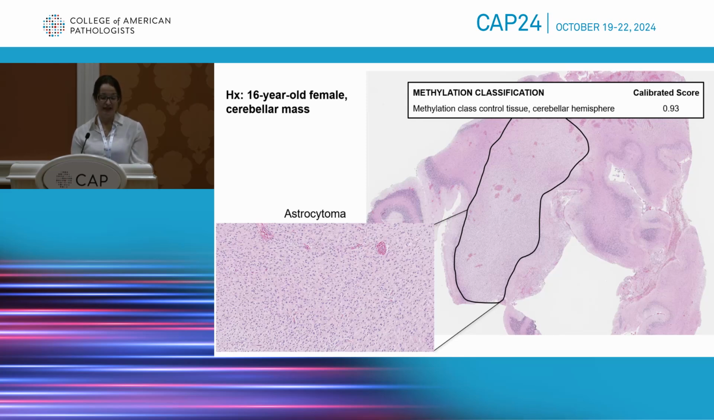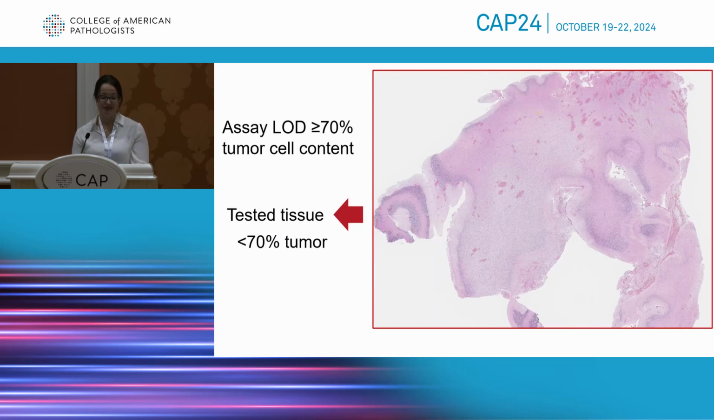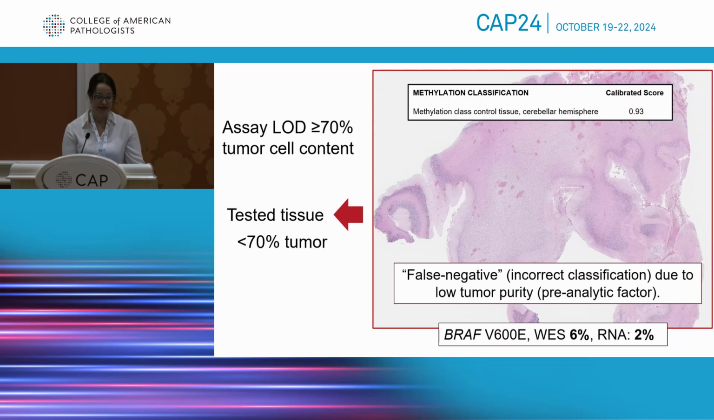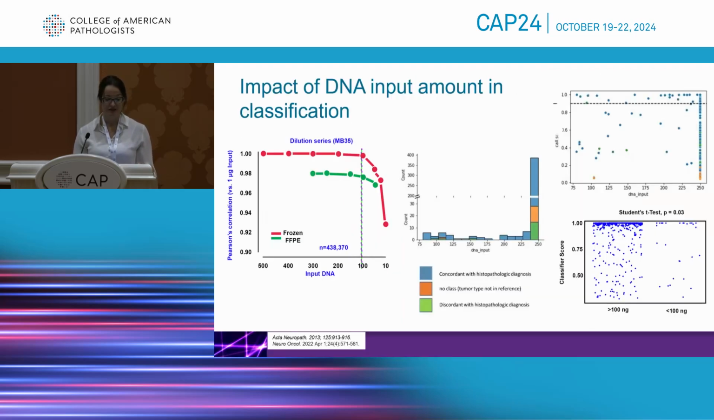But then if you look, what really happened here is that the entire section was sent out for testing, and we know that our limit of detection is 70% tumor purity. So in this case, that was a false negative result, and that classification was just because there wasn't enough tumor purity. There was more cerebellum there than there was tumor. And that was actually supported by the low variant allele frequency of the whole exome sequencing and RNA sequencing that was done in this tumor. So it's very important to be aware when you're sending a test out or if you're testing in your own institution to understand the technical limitations.